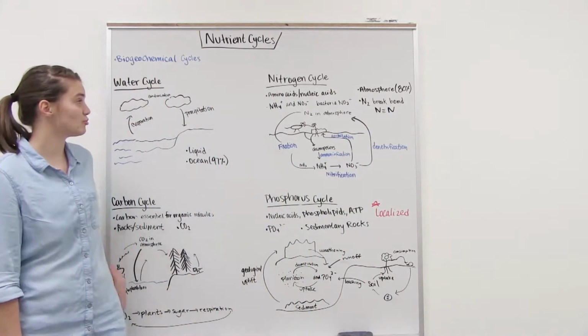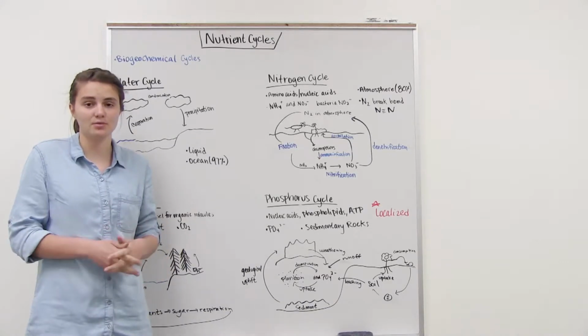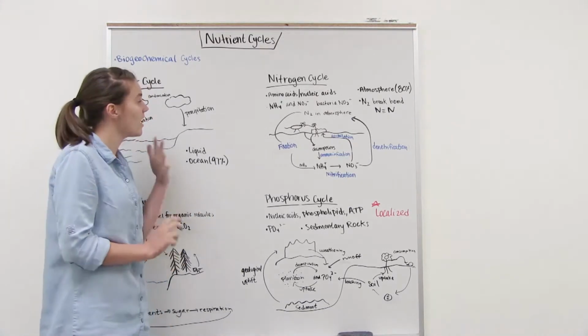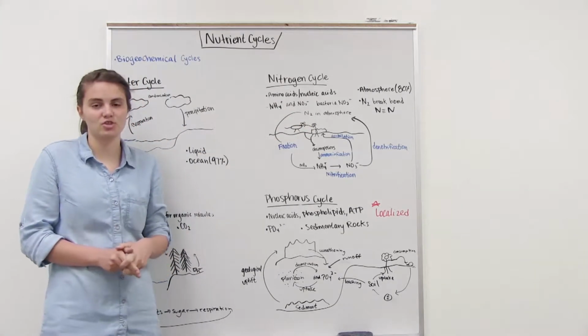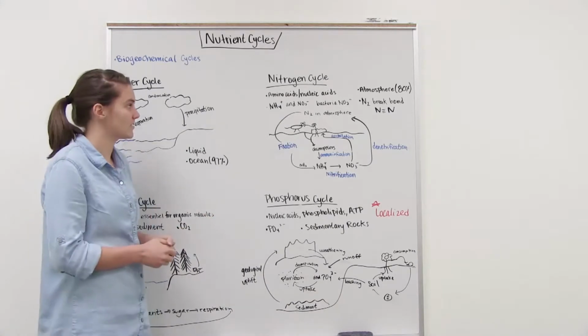The next one is nitrogen. Nitrogen is important. It's a major component of amino acids, which make up proteins, which do a lot of important functions for our body. We can't function without proteins. And then also nucleic acids, which are our DNA, our genetic code. So those are both really important for living things.